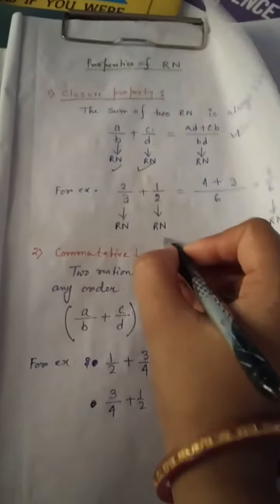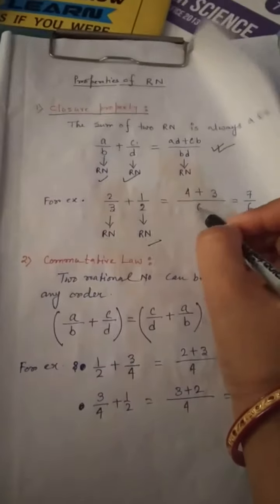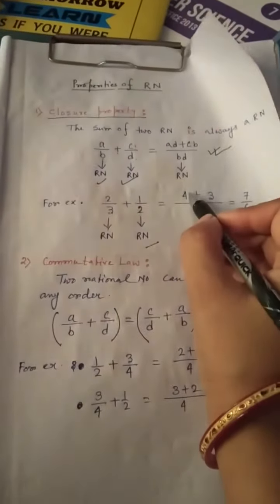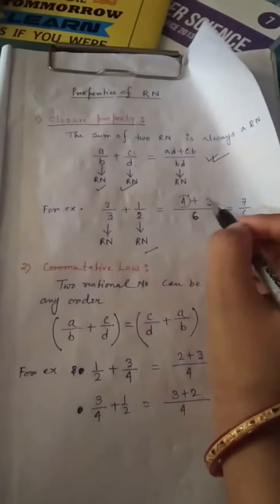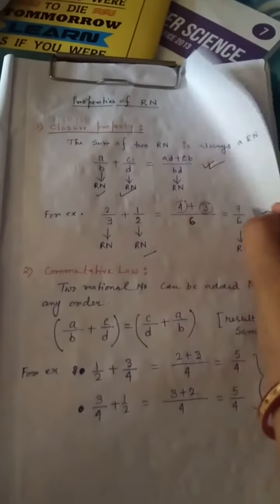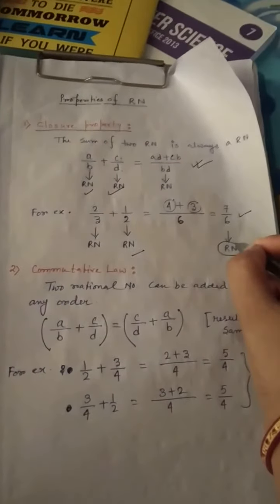Both are rational numbers, and when we add them we find 6 is their LCM, so 3 2s are 6, 2 2s are 4, and 2 3s are 6, 3 1s are 3. So your answer is 7 by 6. Now 7 by 6 is also a rational number.